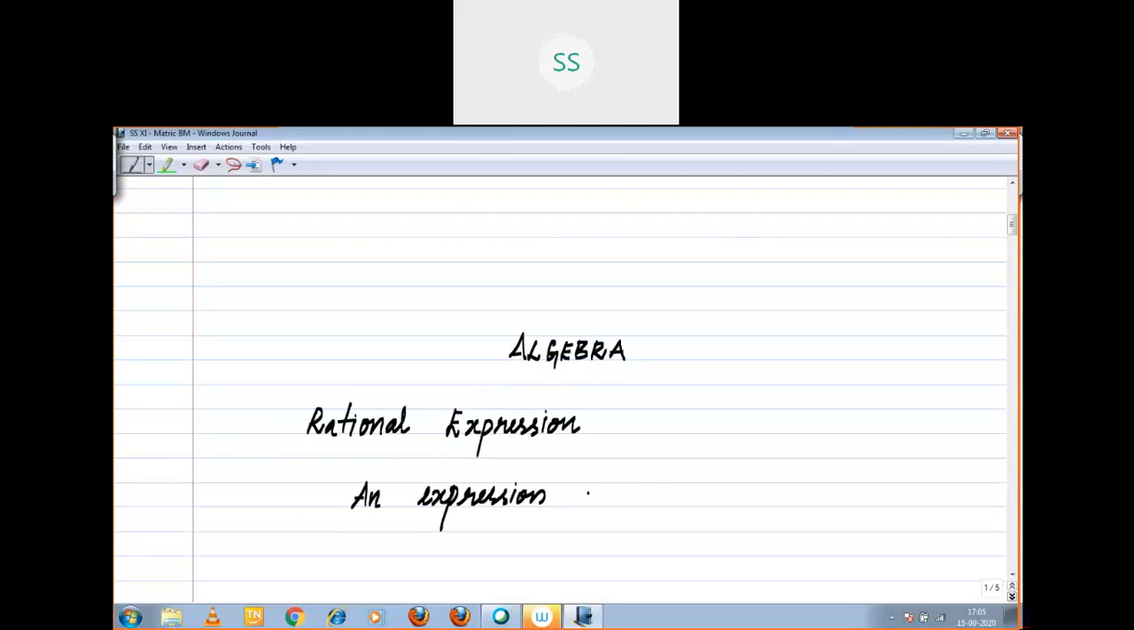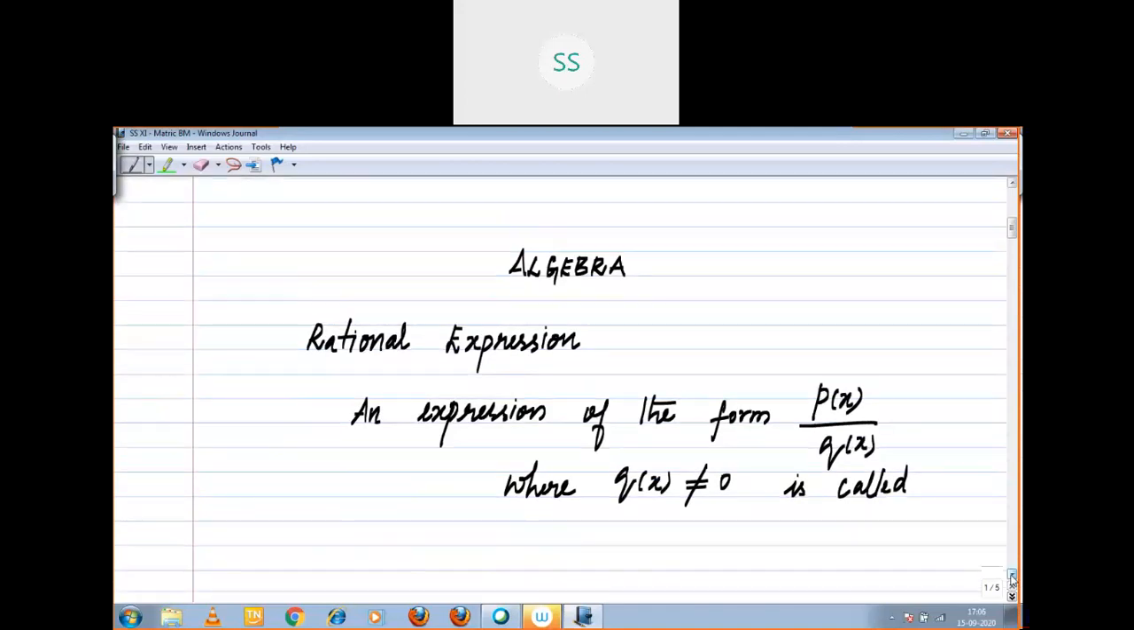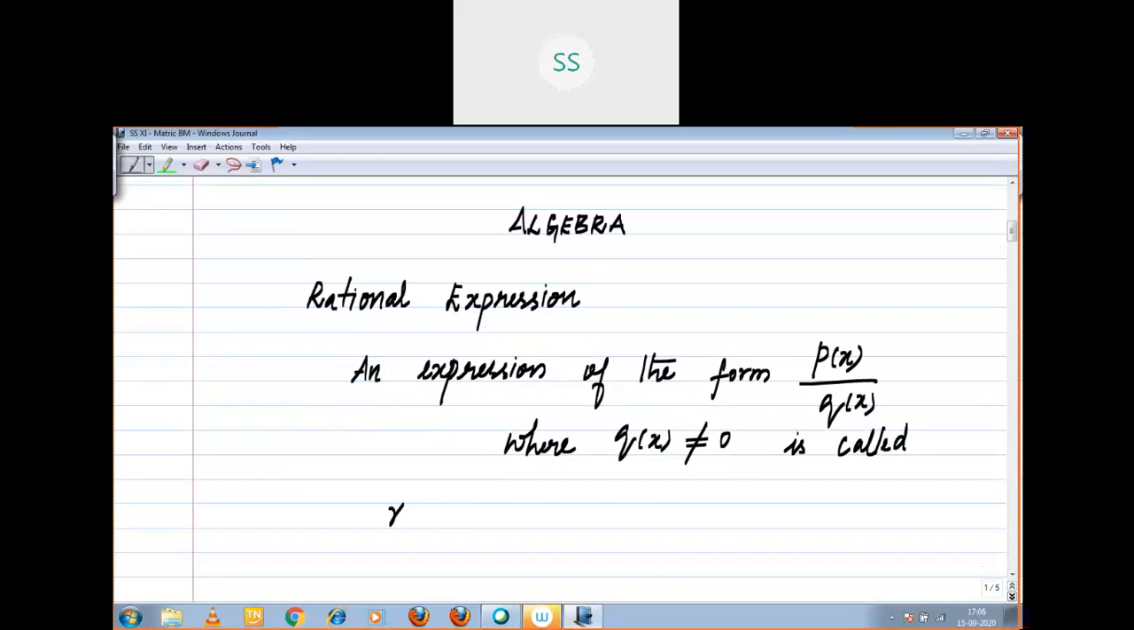An expression of the form p of x by q of x, where q of x is not equal to 0, is called a rational algebraic expression.